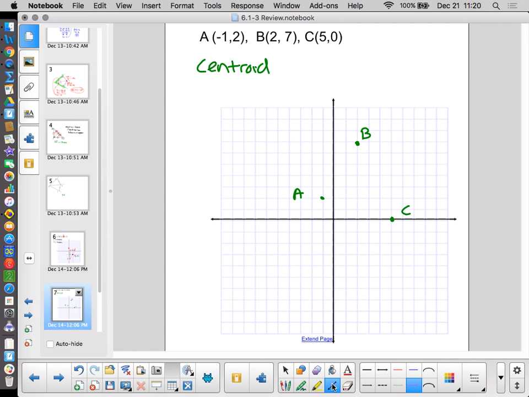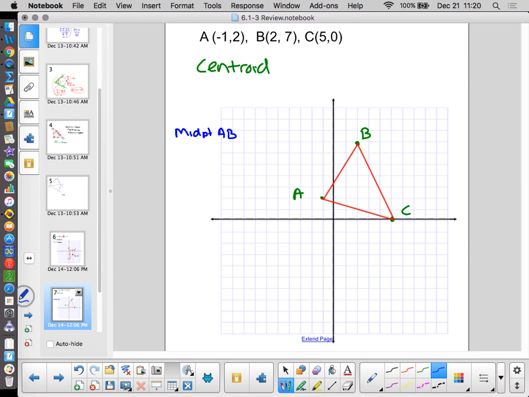So again, I'm going to draw my triangle carefully, or as carefully as I can on the smartboard. You should be using a straight edge for this if you're doing it. And now I need to find the midpoint of each side, so I can connect that. So now I have to do some midpoint formulas. Midpoint AB would be at (-1 + 2)/2, comma, (2 + 7)/2, using the midpoint formula.